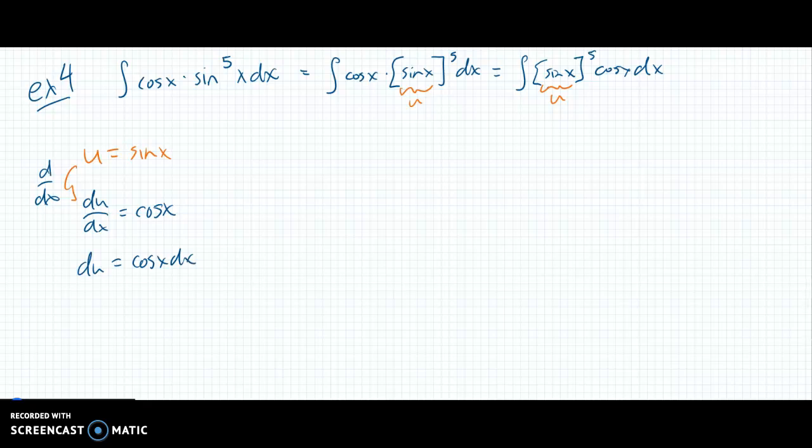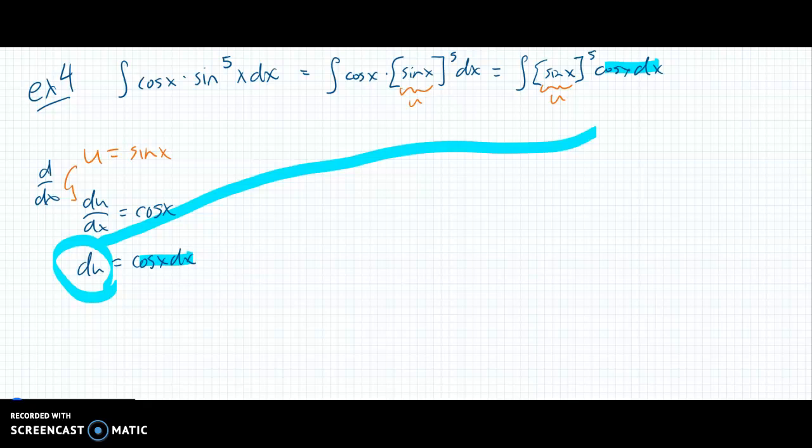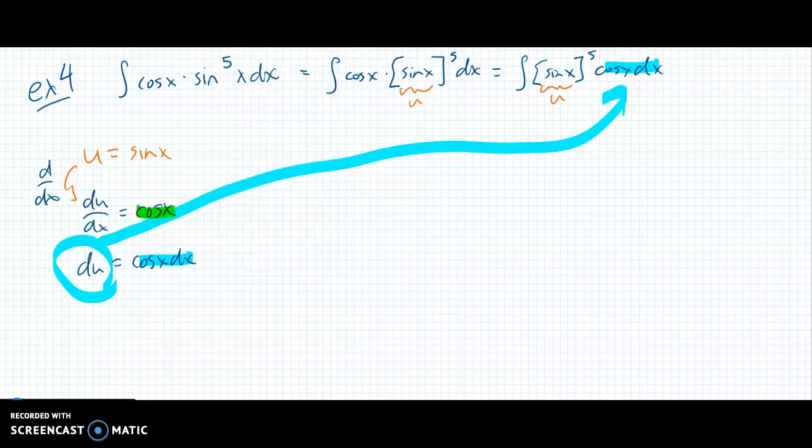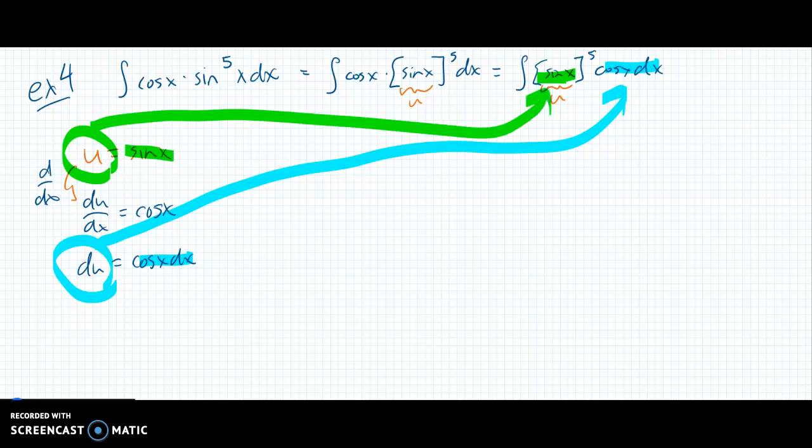And oh, that's sweet. This matches this, so I can replace it with this. And this right here matches this right here. So I can take that and slide it in there. And when I do that, I get equal to the integral of u to the fifth, and then just cosine x dx gets replaced with a du, so that's simple.